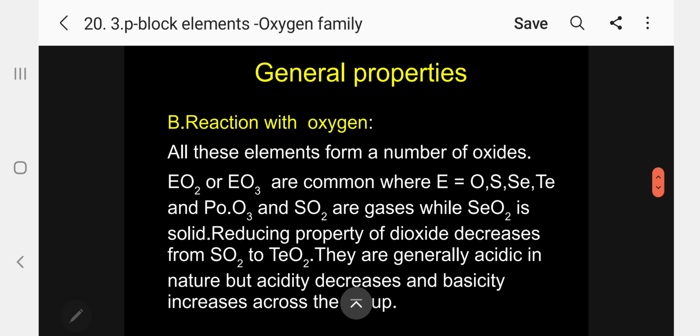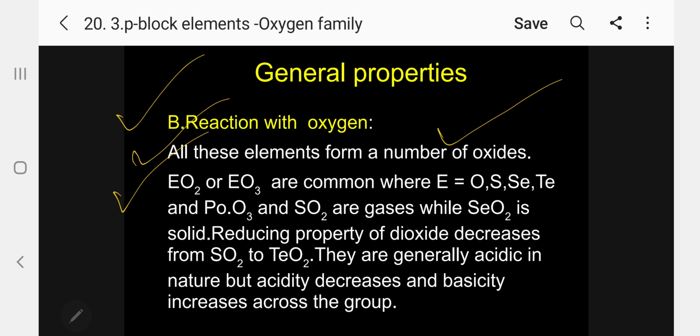The next one. Reaction with oxygen. Oxygen is one of the members, the first member. But other elements in the family will react with oxygen because oxygen is more electronegative. So other elements will be comparatively less electronegative. So they can combine with oxygen to form oxides. Kindly follow. All these elements form a number of oxides, either EO2 or EO3. E stands for sulfur, selenium, tellurium, polonium. Kindly follow.